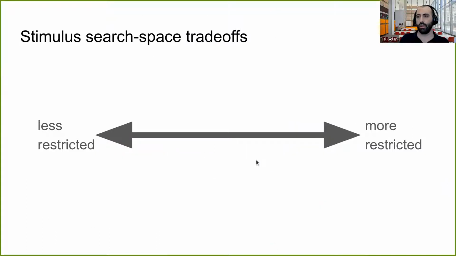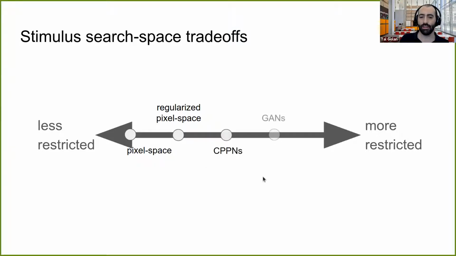So we can think about a continuum of ways of searching in stimulus space that runs from less restricted to more restricted, and pixel space would be the least restricted. Then we have regularized pixel space like that Fourier approach I described, CPPNs, GANs, and maybe the most extreme approach in this continuum is searching among natural images. We can just consider a large data set of natural images and use some kind of discrete optimization procedure in order to find a set of natural images that will discriminate between the models.